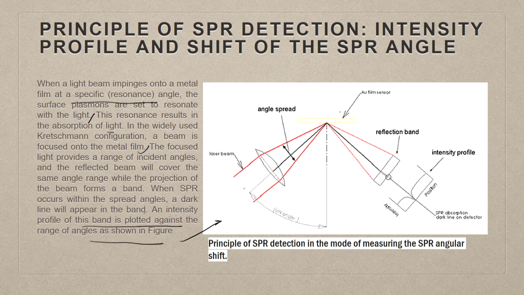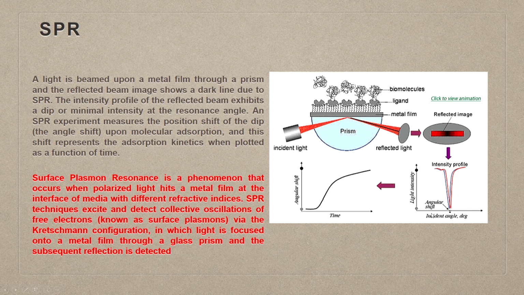So, here what you see is the incident light and the reflected band. The reflected band is coming through. And in the reflected band, you see something like this. And if you look at the next picture, this will make more sense. A light is beamed upon a metal film through a prism, and the reflected light, so here you have the prism through which it is coming, the reflected image shows a dark line due to SPR.